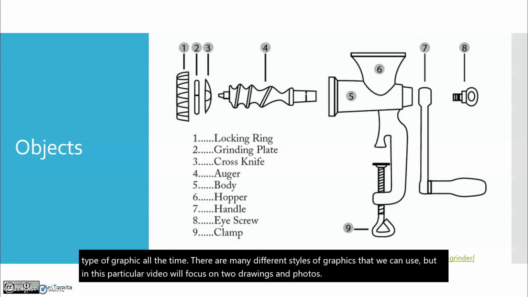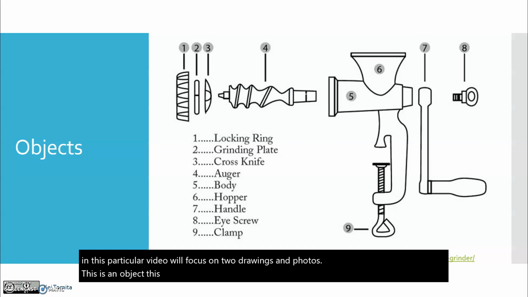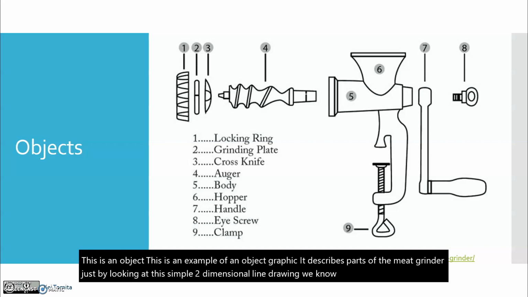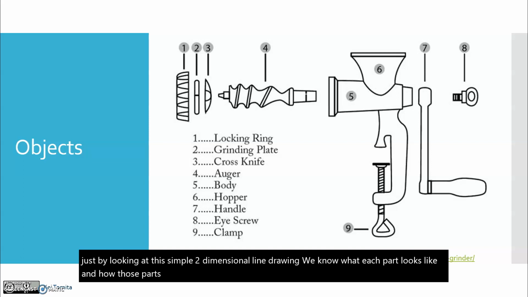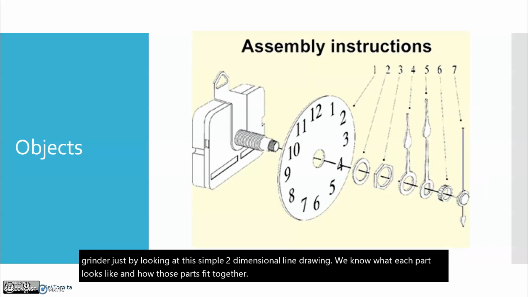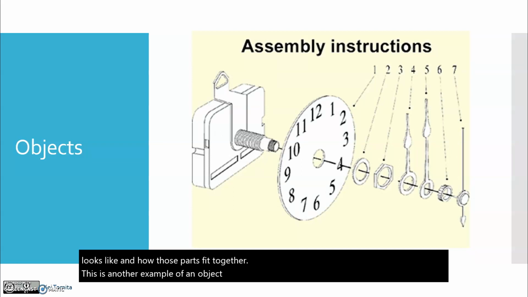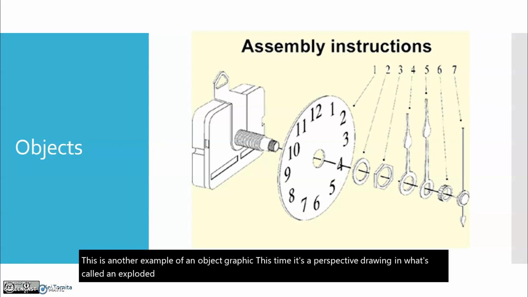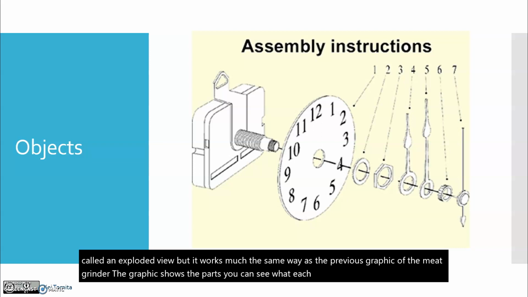This is an example of an object graphic. It describes parts of a meat grinder. Just by looking at this simple 2-dimensional line drawing, we know what each part looks like and how those parts fit together. This is another example of an object graphic. This time, it's a perspective drawing in what's called an exploded view, but it works much the same way as the previous graphic of the meat grinder. The graphic shows the parts, you can see what each part looks like, and in what order the parts need to be layered.